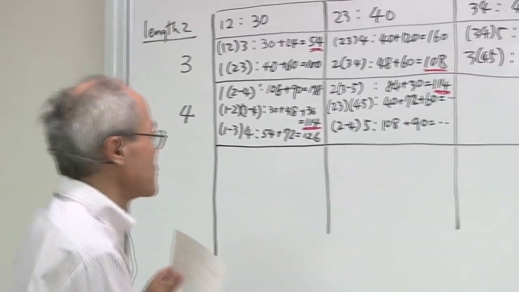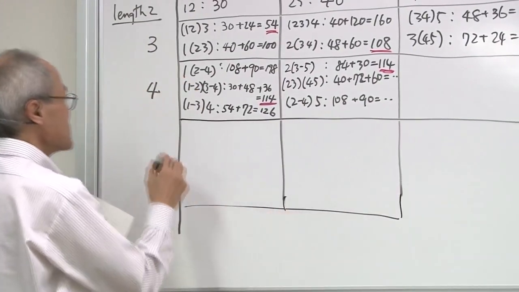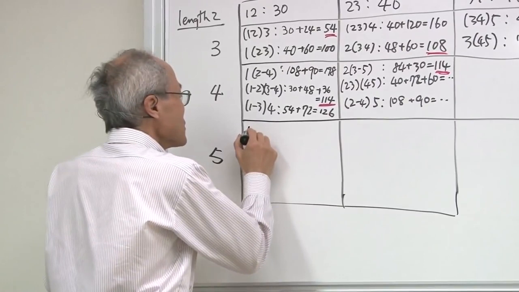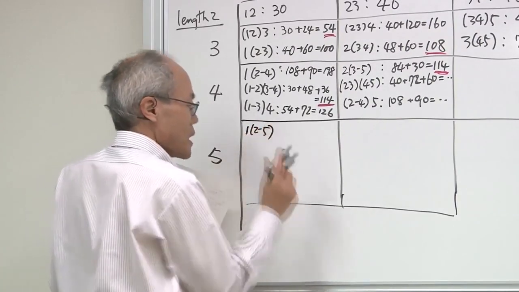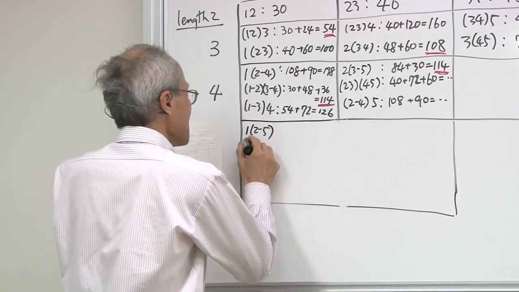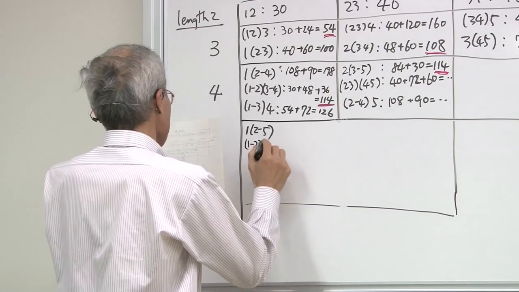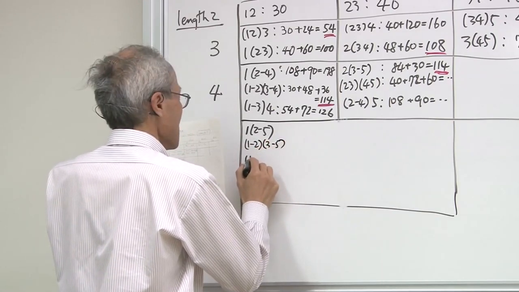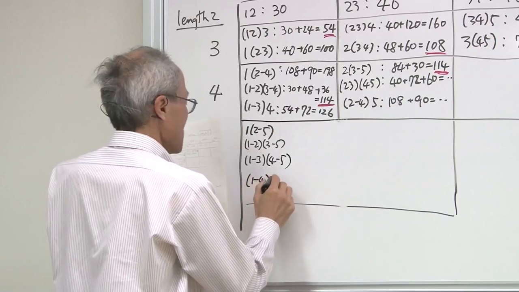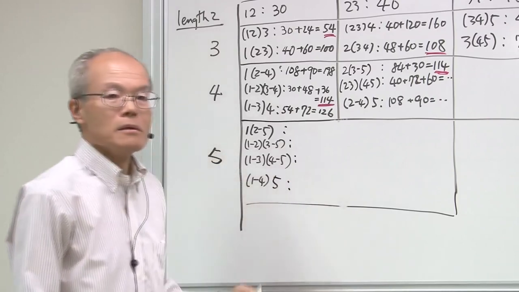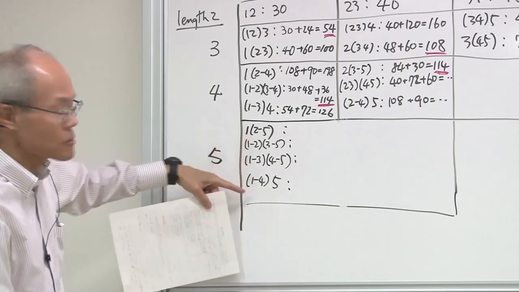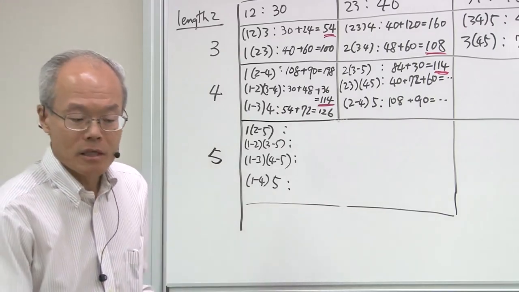Now, we come here. Next 5. Next 5 is the whole thing. I need more space. So we're going to calculate the total amount of operations for multiplying this order, this order, this order, and this order.